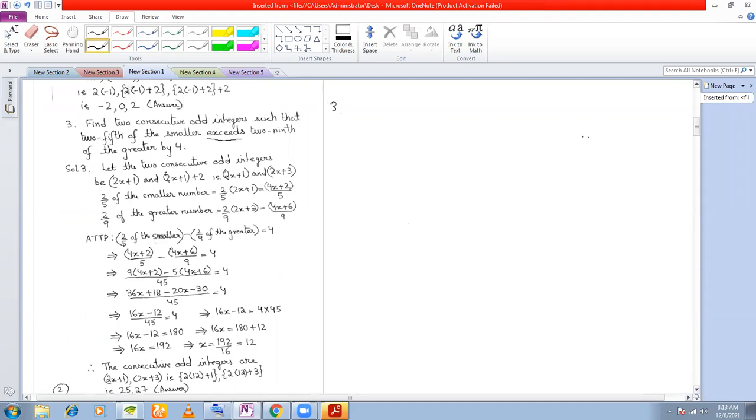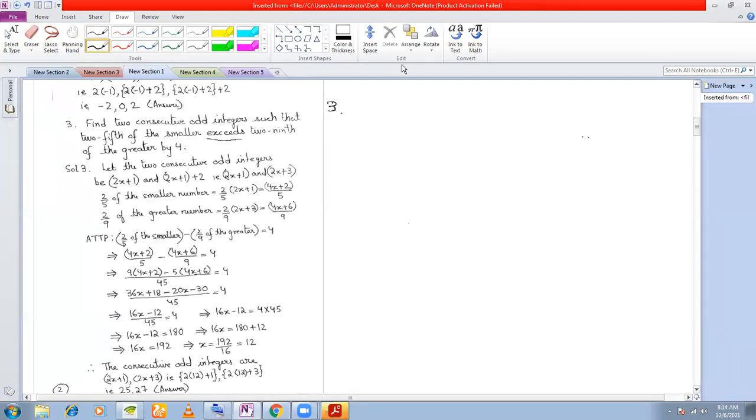Now let's see how to solve this. If you have two odd integers, let's say 3 and 5, these are consecutive odd integers, right? If your first odd integer is 3, what should be your next odd integer? 3 plus 2. If you keep on adding 2, you will get consecutive integers, in this case odd integers.